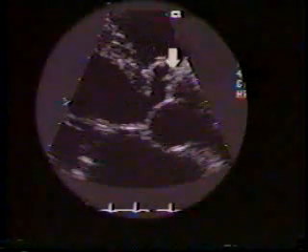This is the long axis view of the same patient. You can again very clearly visualize the aneurysm of the membranous septum. Here's the aortic valve, and now we'll watch this in real time.